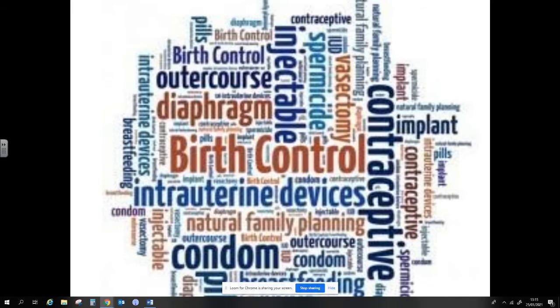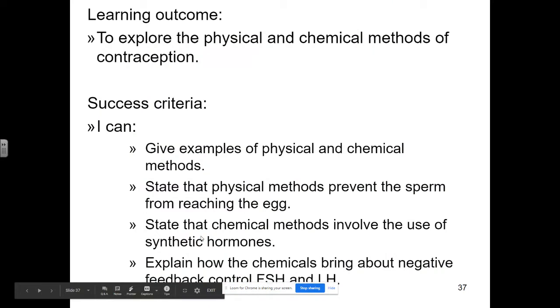Hello Hires, today we are going to look at Unit 2, Key Area 3, the control of reproduction. We're going to specifically look at subsection C, which looks at contraception. So our learning outcomes are to explore the physical and chemical methods for contraception.